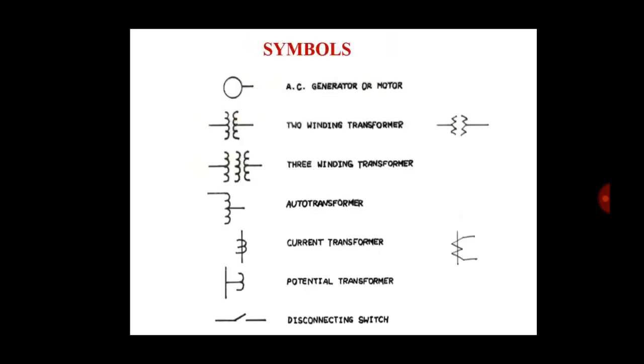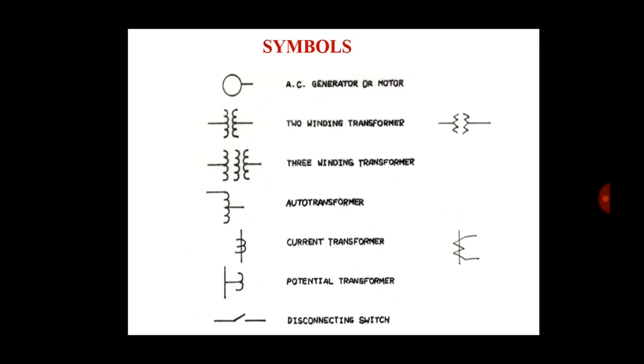Symbols of many components. First is the AC generator. When in this circuit we write G, this symbol is used as a generator, and when we write M, this symbol is a motor. Then next is the transformer: three winding transformer, two winding transformer, auto transformer, current transformer, potential transformer, and disconnecting switch. This symbol is also used as a switch and isolator.